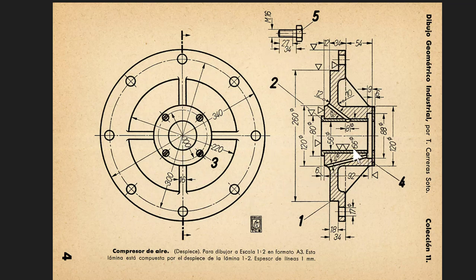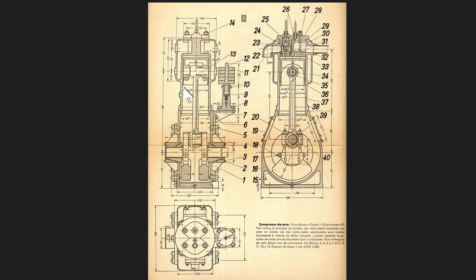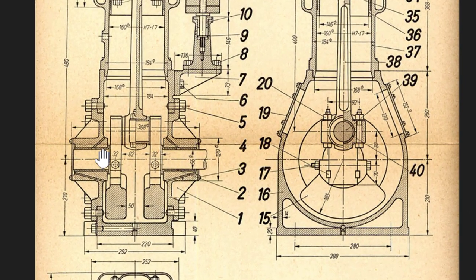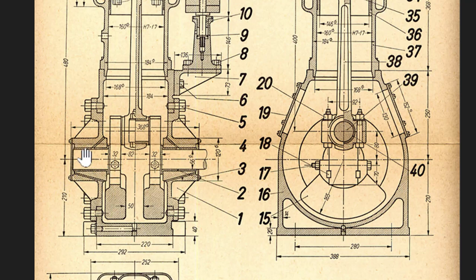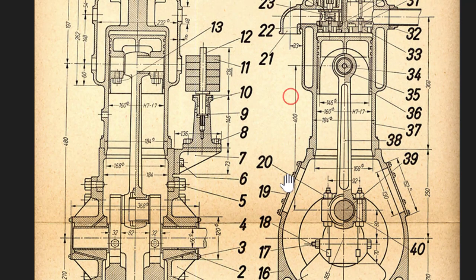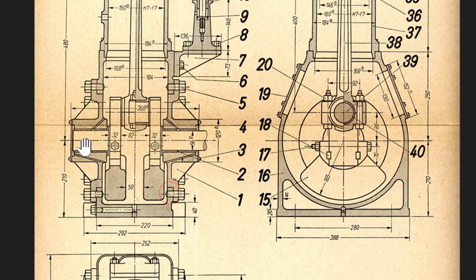This is the part with all dimensions here, and this is the assembly. That part is this one or this one. This is an air compressor with piston, crank, and placed between two bearings, as you can see.